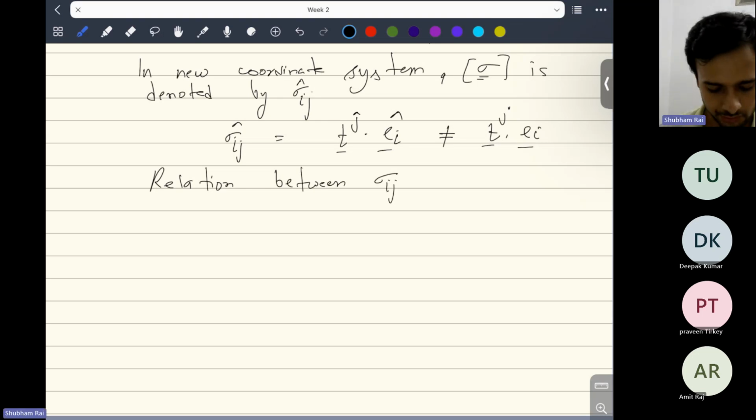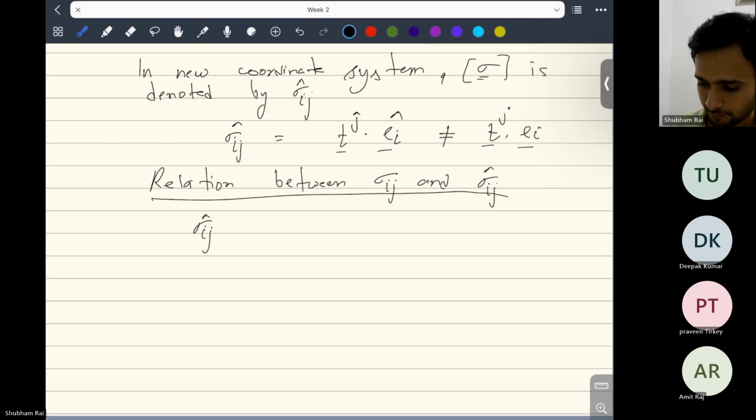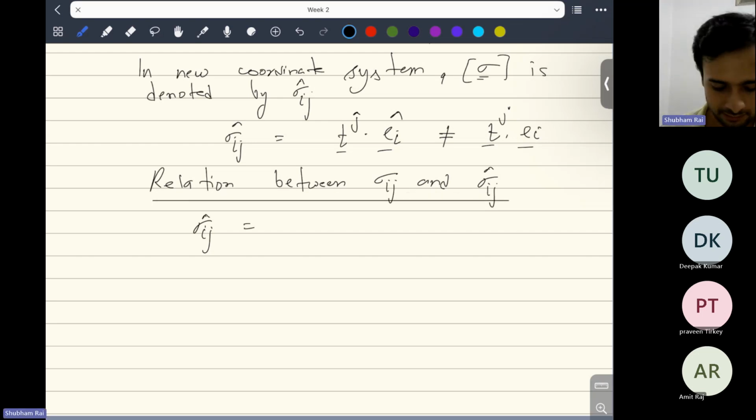Relationship between sigma ij and sigma ij hat. That will be, sigma ij hat will be equal to sum over k and m of sigma mk, r mi, r kj.